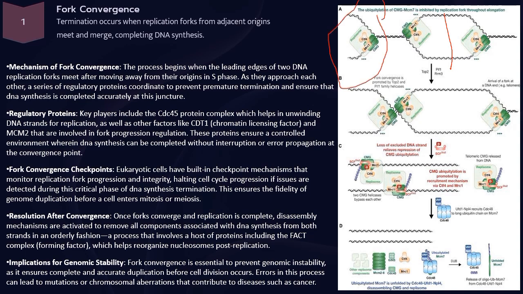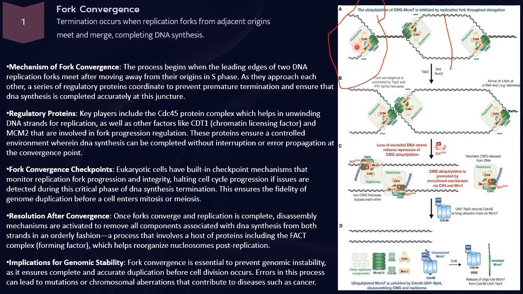So what happens during the replication process? One replication fork moves in this direction, and the other replication fork moves in this direction. These two are adjacent replication forks, which are continuously moving towards each other. This replisome is bound to the top DNA strand, and this replisome is bound to the bottom DNA strand.